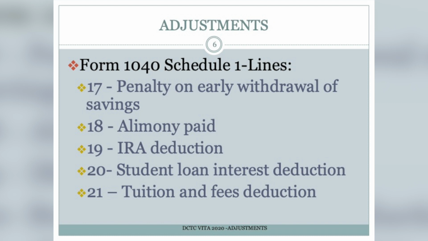Line 21, tuition and fees deduction, is a little bit tricky. This deduction or adjustment can be used as an adjustment to income or can be used as an eligible education deduction, possibly resulting in a credit on the tax return, which could mean money in the pocket as opposed to a reduction in taxable income. Just something to consider.